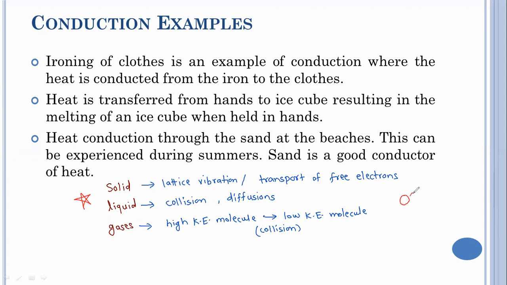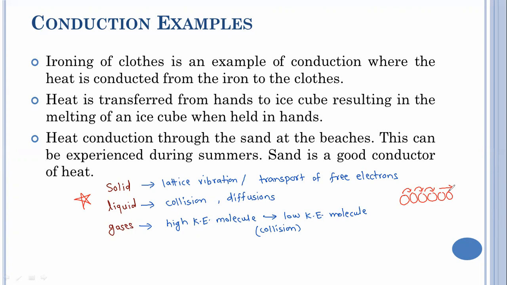When we are considering the molecules, from the first molecule it will go to second, from second to third, third to fourth and so on. So higher kinetic energy molecules are going to collide with lower kinetic energy molecules, and that is how heat is going to flow.